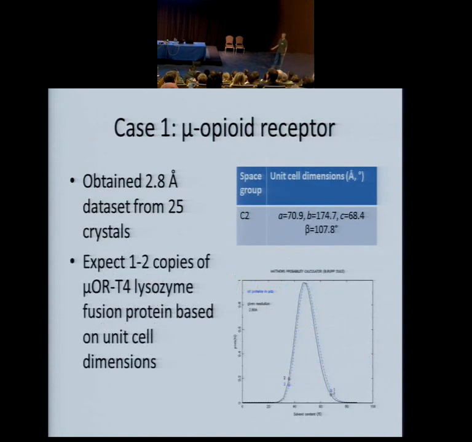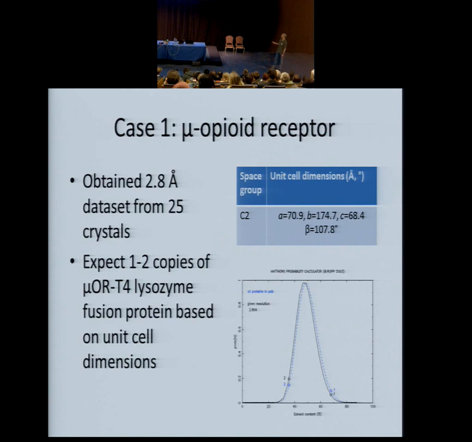Now I'll go through a series of 3 specific examples. To start, the mu opioid receptor. This is a receptor that's playing a critical role in regulating perception of pain. It's important as the target of morphine and a variety of other drugs. It's also important as the target of a lot of drugs of abuse, including heroin.